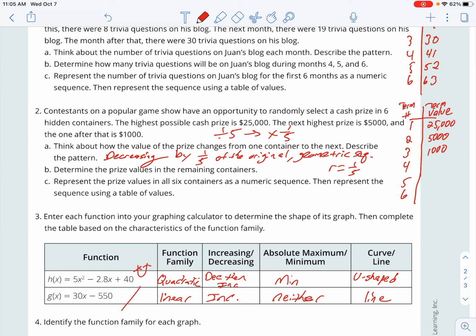1/5 of 1,000 is 200. 1/5 of 200 is 40. And 1/5, I'll write this off to the side, of 40 is 8. So finally, if you get down to the 6th cash prize, you get a measly $8. All right, that should do it.